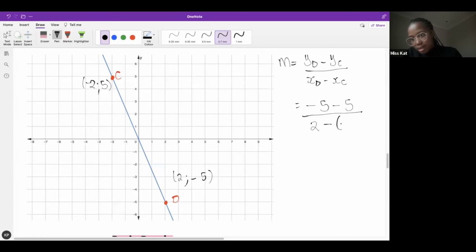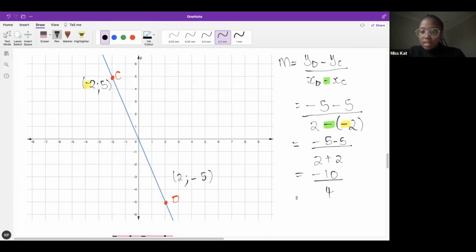2 minus -2. So for anyone who might be confused, the first negative comes from just subtraction. The second negative comes from the coordinate. Okay, so then this is going to be -5 minus 5 over 2 plus 2, which is -10 over 4. That means the gradient for this graph is -5 over 2. Unless your teacher says you must simplify, then it's fine. You can leave it as -5 over 2.